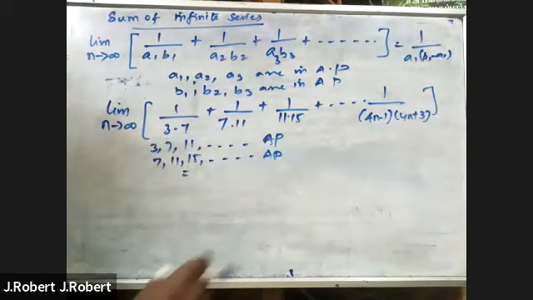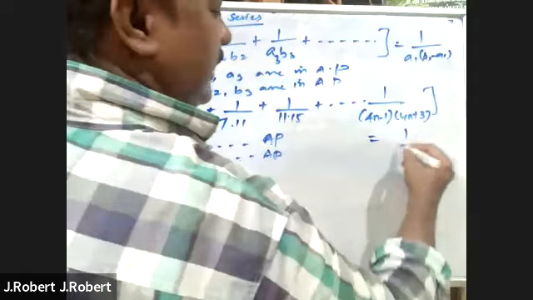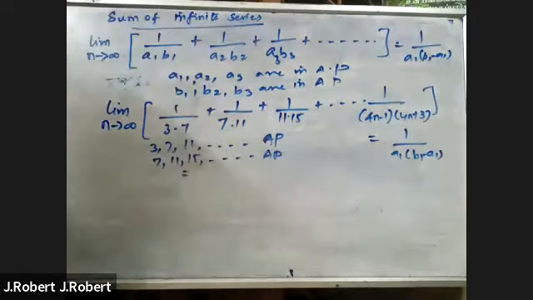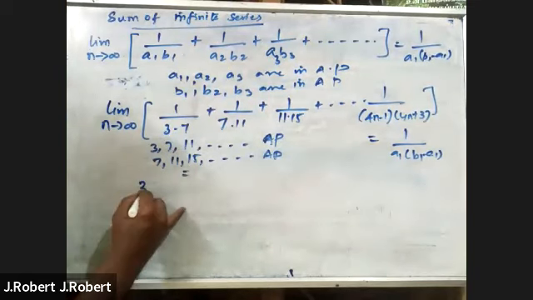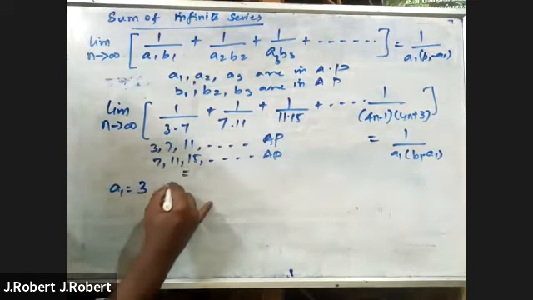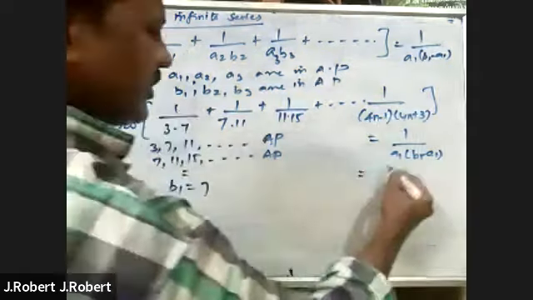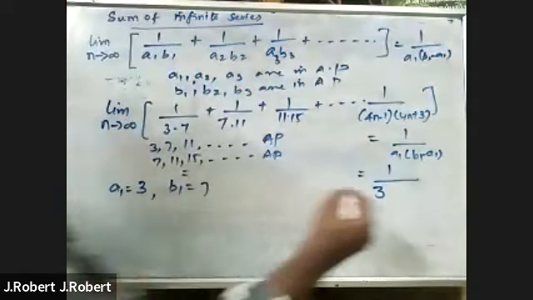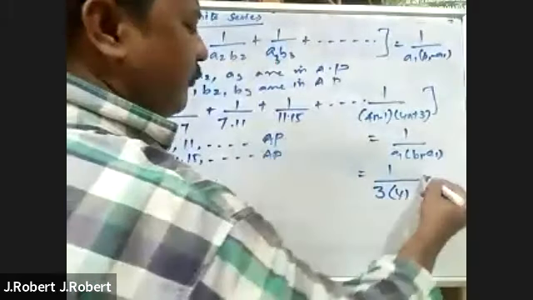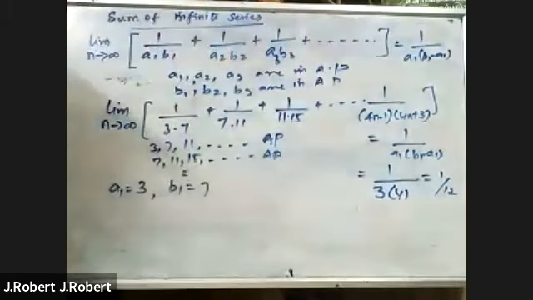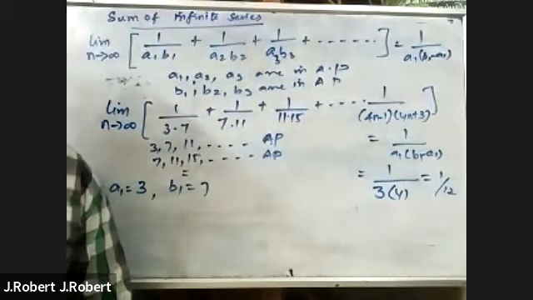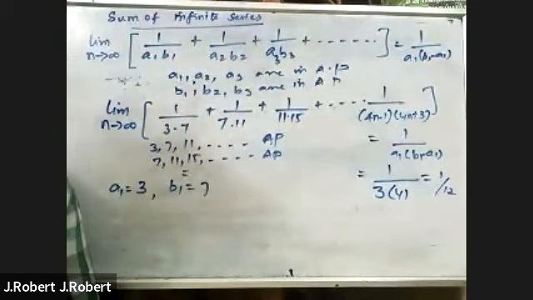So immediately I can say the answer is 1 divided by a1 into (b1 minus a1). Just check what a1 is. Your a1 is 3 and your b1 is 7. That's all the answer, which equals 1 divided by 3 into (7 minus 3), that is 3 into 4. The answer is 1 by 12. Please take note, these shortcut methods are very useful. All these are called shortcuts and tricks.